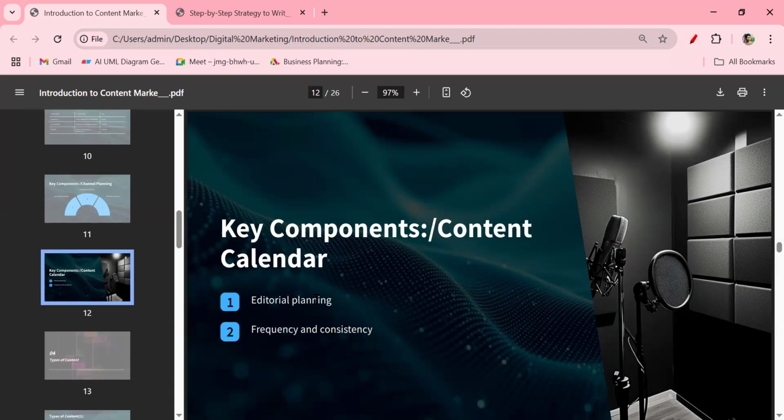Let's suppose you have a proper strategy that today I have to make two blogs, two articles, two newsletters, two videos, okay, and two infographics. These five items, then you have to make a plan of at which time you are going to create the infographic or blog or video. Okay, so you have to make proper planning and proper frequency.